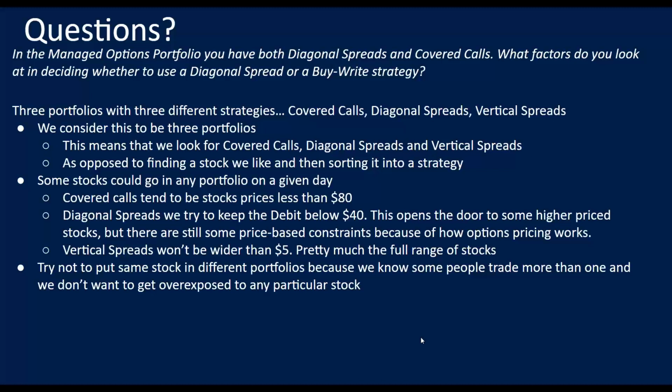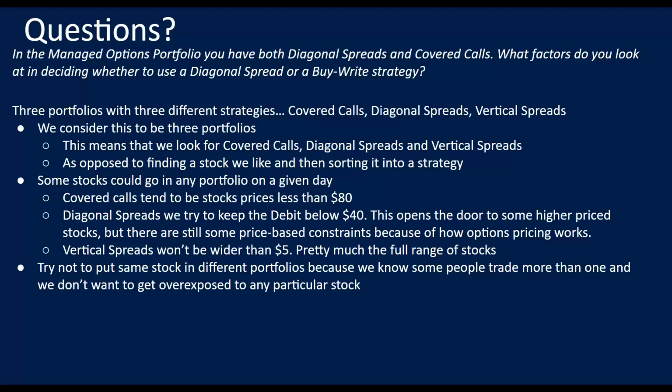All right, so this is the last pre-submitted question. Jeff asked, in the managed option portfolios, we have diagonal spreads and covered calls. What do we look at in deciding whether to use a diagonal spread or a buy-write strategy? So buy-write, for those of you who don't know, just means covered call. It means you buy the stock and write a call, which is the same thing you do in a covered call. All right, so we have 3 portfolios with 3 different strategies: covered calls, diagonal spreads, and vertical spreads.